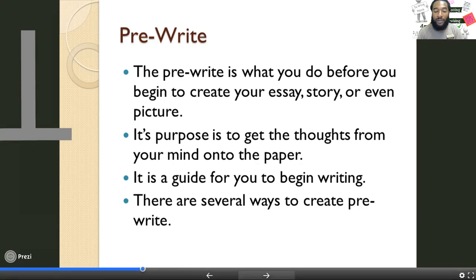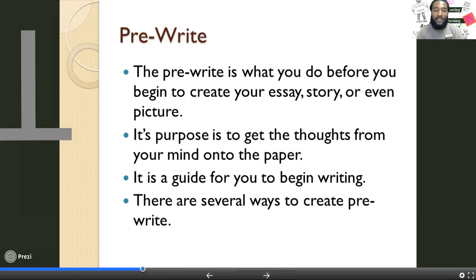So by doing a pre-write, we're going to try to get rid of writer's block. When you do your pre-write, I suggest doing it in about 7 minutes. Don't take more than 10 minutes to do a pre-write. Just concentrate, get the thoughts out of your head and onto paper right away. Then be done with it.